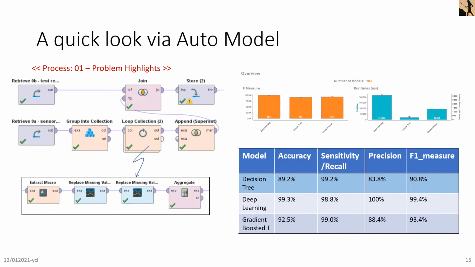Deep learning looks the best, and the decision tree has the worst precision that drags its F1 measure further behind. But anyway, this is just a simple try and a simple example.